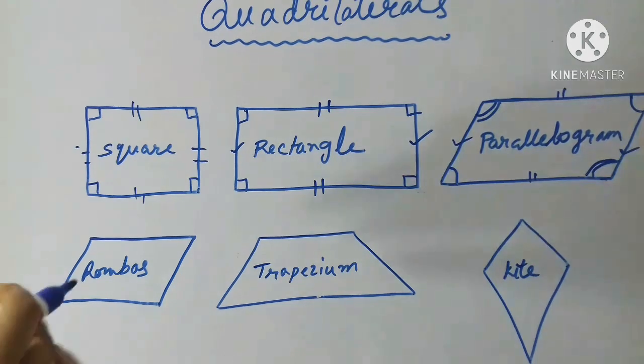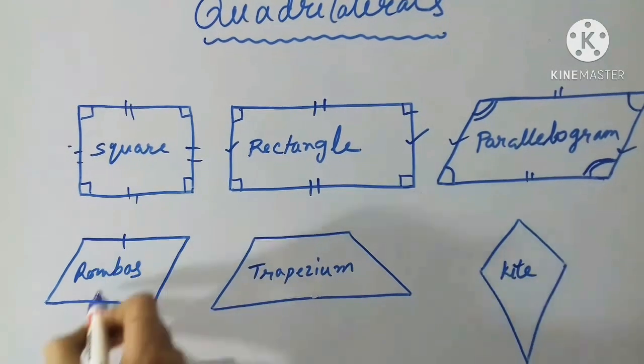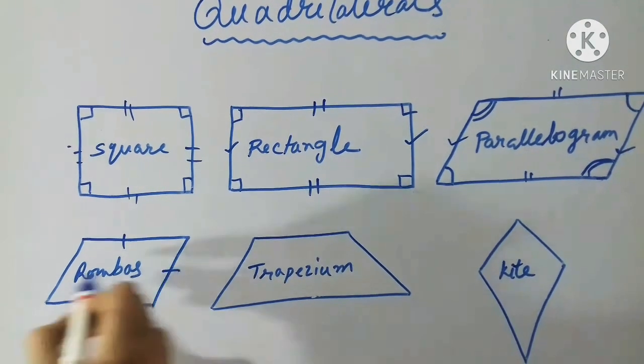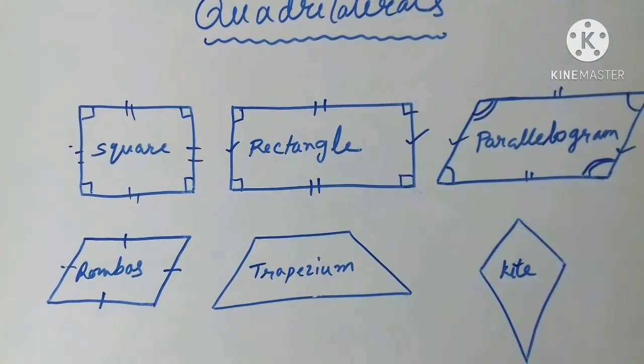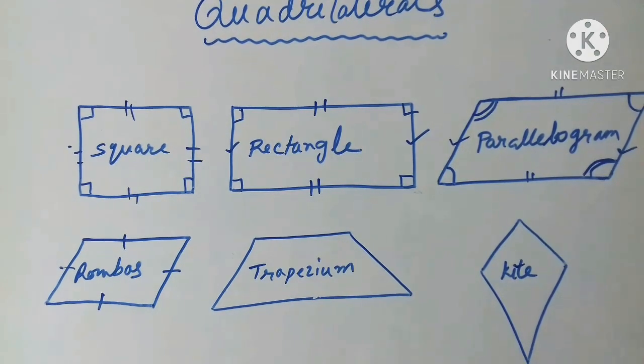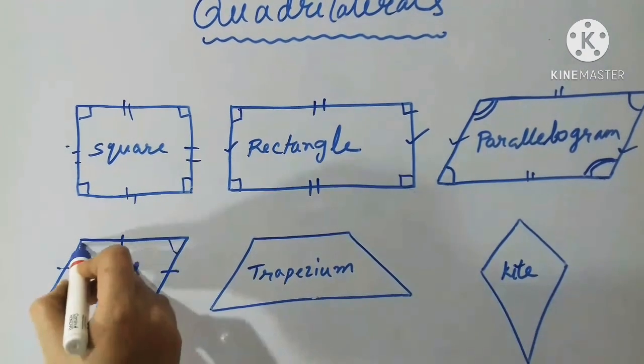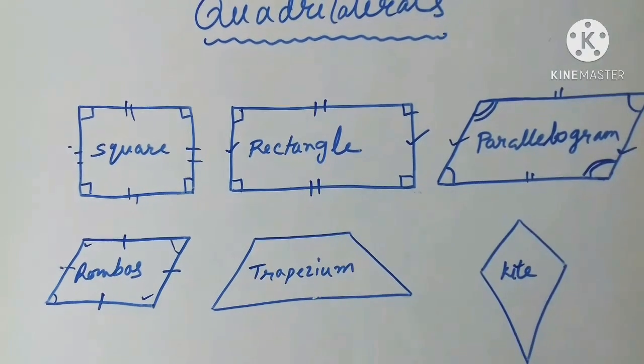Next I am coming to rhombus. For rhombus all sides are equal, all sides are equal to each other but angles are not right angle, means angles are not 90 degree, and here also opposite sides are equal, means this side is equal to this side and this side is equal to this side.